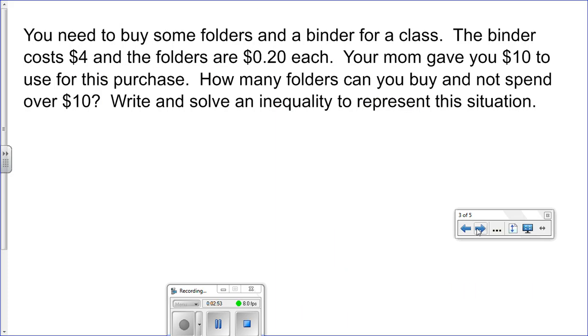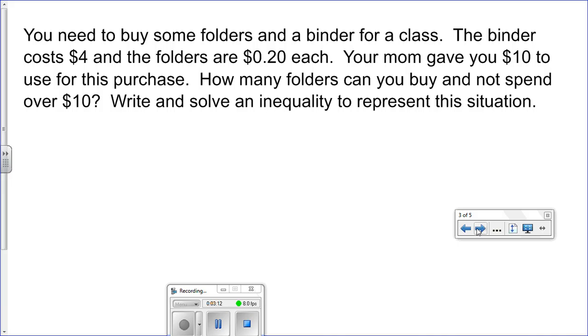You need to buy some folders and a binder for a class. The binder costs $4 and the folders are 20 cents each. Your mom gave you $10 to use for this purchase. How many folders can you buy and not spend over $10? Write and solve an inequality to represent this situation.